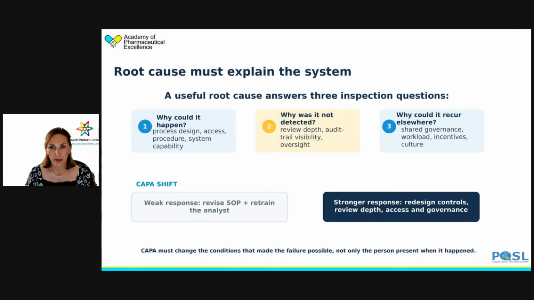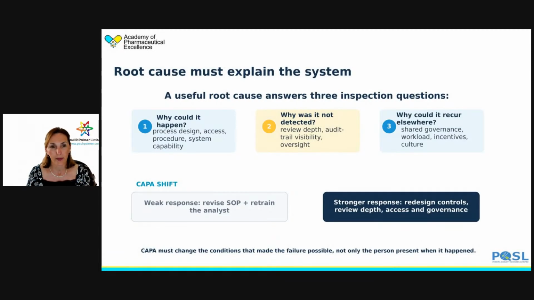Why could this recur elsewhere? The same role design, supplier configuration, workload pressure, incentive structure, or even management culture may exist across other systems and other laboratories. That's why it can recur somewhere else. And that should change your CAPA response. Revising the SOP and retraining the person may be part of the action, but it's rarely enough to stop it recurring somewhere else.